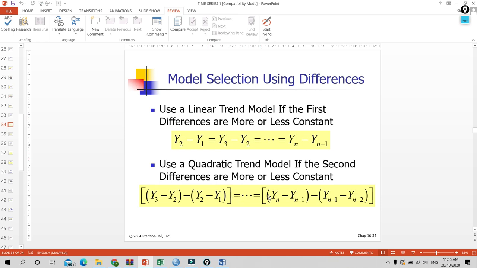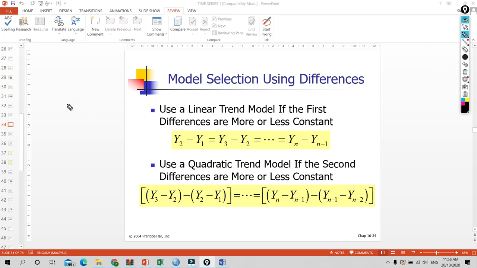We use the regression quadratic trend model if y3 minus y2 minus (y2 minus y1) is approximately equal to y4 minus y3 minus (y3 minus y2), and so on and so forth. If this is more or less constant, then we use a quadratic trend. Okay, so here it is like this.